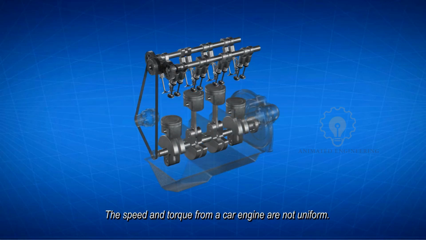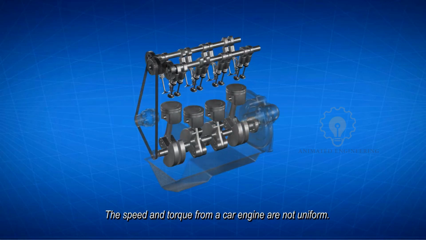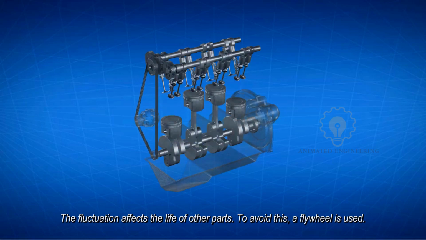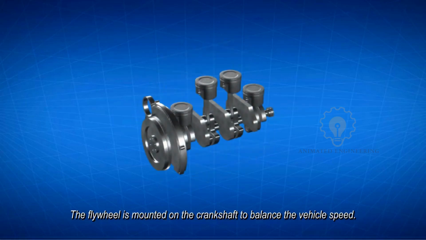The speed and torque from a car engine are not uniform. The fluctuation affects the life of other parts. To avoid this, a flywheel is used. The flywheel is mounted on the crankshaft to balance the vehicle speed.